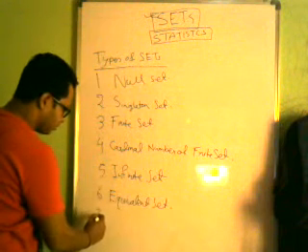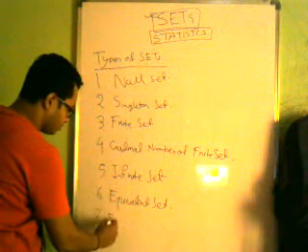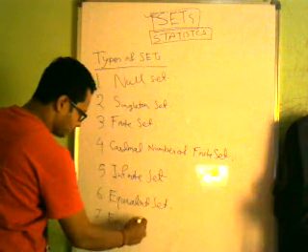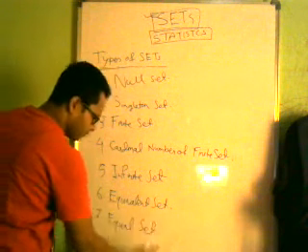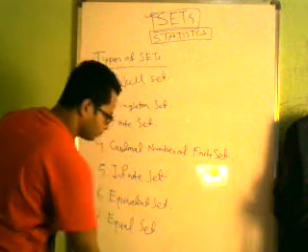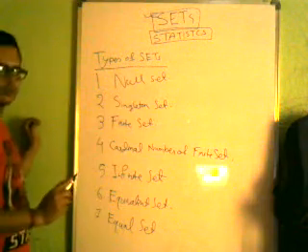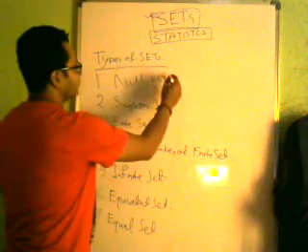And the last one is equal sets. This is the seven types of sets. Okay. So now start with null sets.